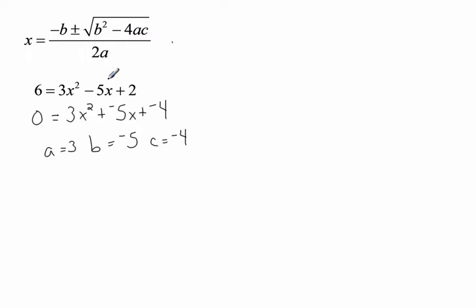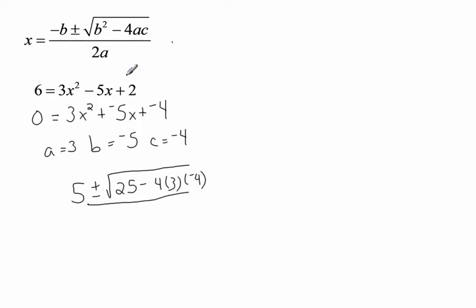Probably causes more trouble than anything else. Now I'm going to put a negative 5 in for b. That'll give me a positive 5 right here. Then plus or minus the square root. I have to take the negative 5 and square it. That'll give me a 25. Then I'm going to subtract 4 times 3 times negative 4. And the whole thing will be divided by 2a, which is a non-issue right here. 2a will give me 6.